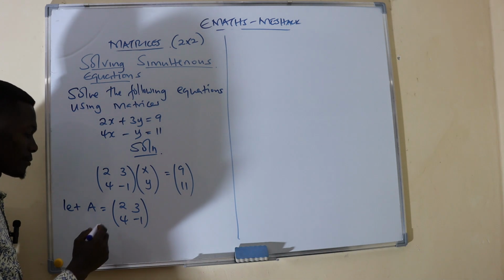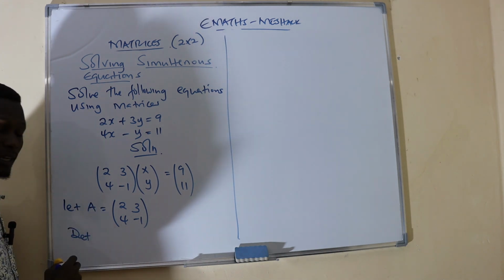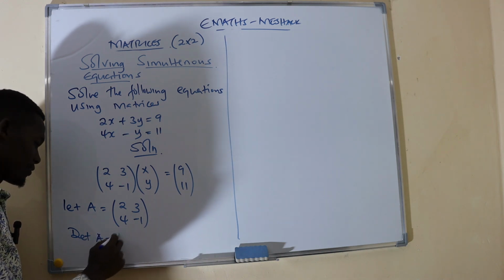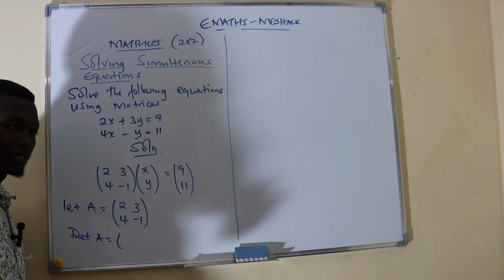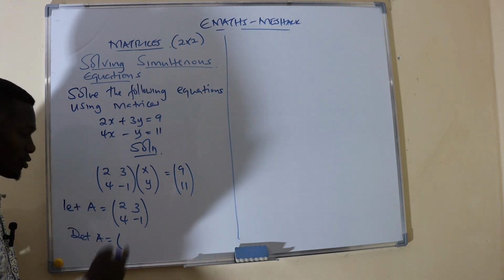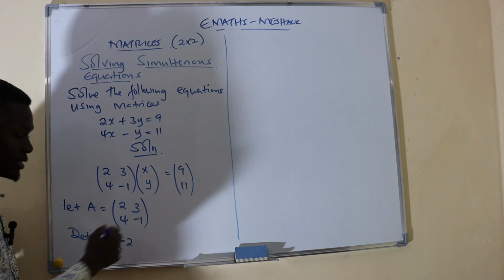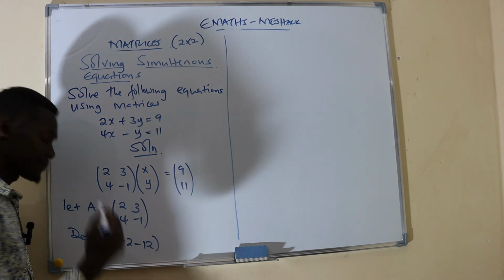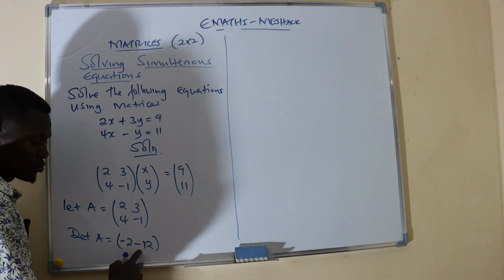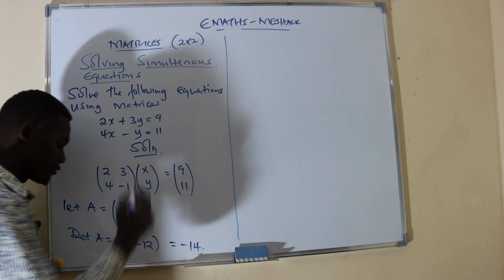The inverse will be given by, first of all, we have to find the determinant. The determinant of A is given by the values in the main diagonal multiplied, subtract the values in the minor diagonal. So negative 1 times 2 gives us negative 2. Then minus 4 times 3, that gives us 12. So negative 2 minus 12 will give us negative 14.